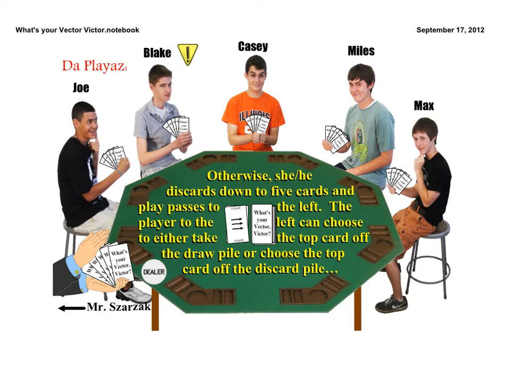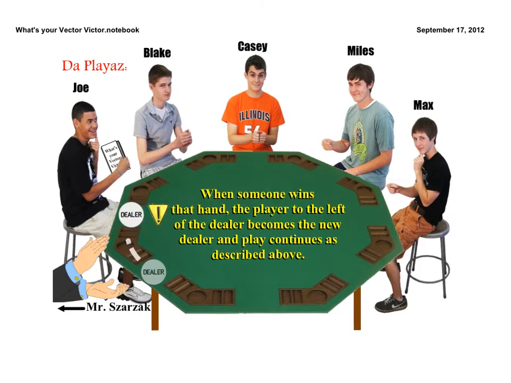Then at that point, you will move to the left, and the next person will go ahead and do the same thing. Again, you keep going around until somebody has achieved the goal of that particular round according to the instructions on the sheet that you have. At the end of that round, the dealer marker gets passed to the left, and then you have a new dealer, and it starts all over again.